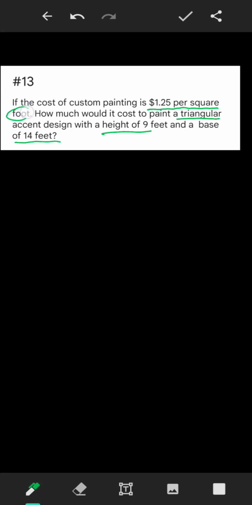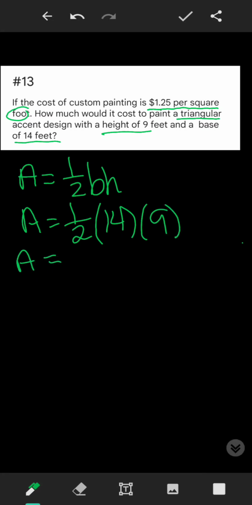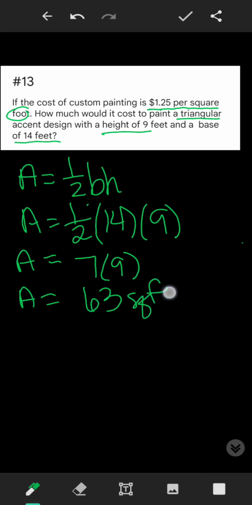So anytime you have something in square foot, you're dealing with area, okay? So we need to know what the area of a triangle is, which is 1/2 base times the height. So if the area is equal to half of the base, they told me that the base was 14 and that the height was 9. I'm just going to complete this multiplication and simplify. 1/2 of 14 is 7 times 9. 7 times 9 is 63 square feet.